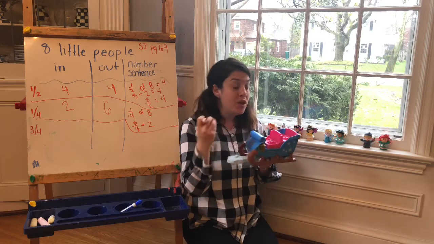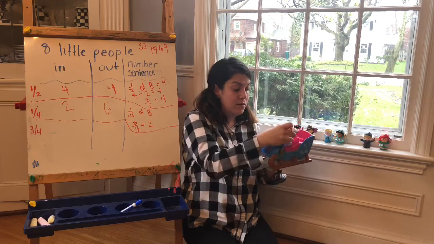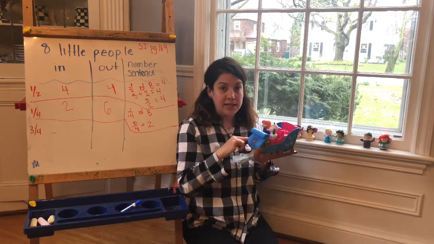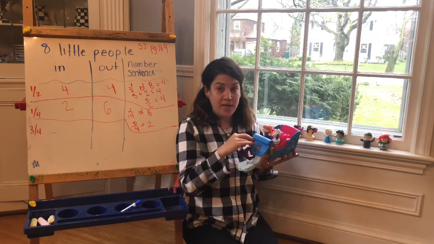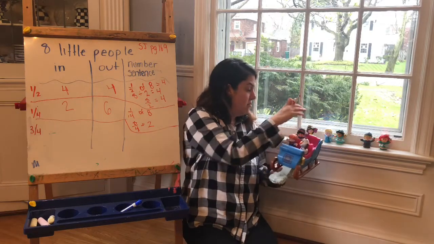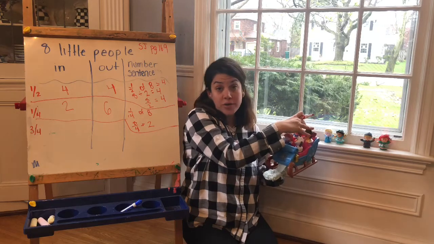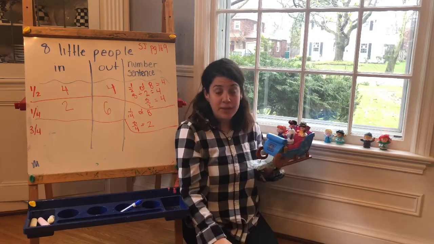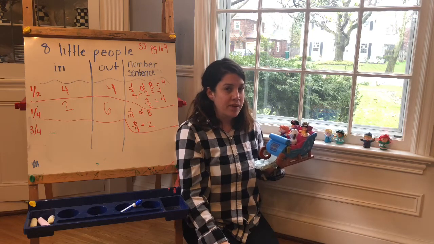Okay, well, if we know that 1/4 of our little people are in the sleigh, or I'm sorry, 2 people would be 1/4 of 8, okay? And we know that 4 people would be 2/4 or 1/2 of the people in the sleigh. Then how many would 3/4 be? I want you to think about that. Take a minute and think about that.